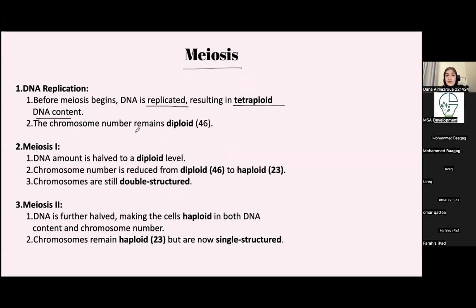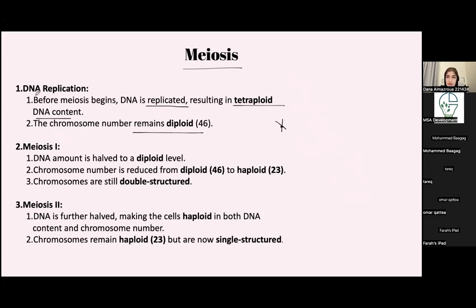Now the chromosome number remains diploid. So we still have 46 chromosomes, but we have 92 chromatids. Why? Because each two chromatids will form one chromosome. Does that make sense so far? Because this point, I believe, can be confusing to some of you, and this point is the one I got most questions about. Do you understand the concept of having 92 chromatids and 46 chromosomes? Yes, okay. Okay, perfect.